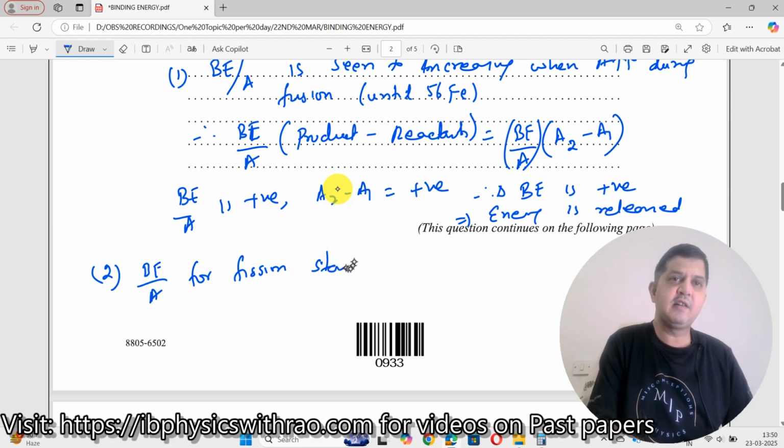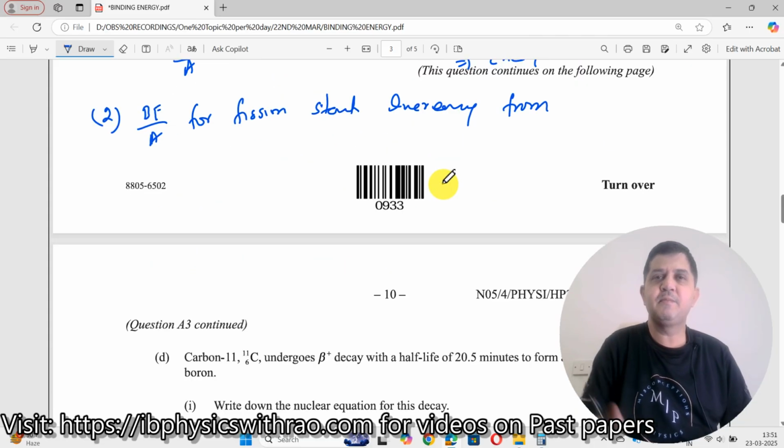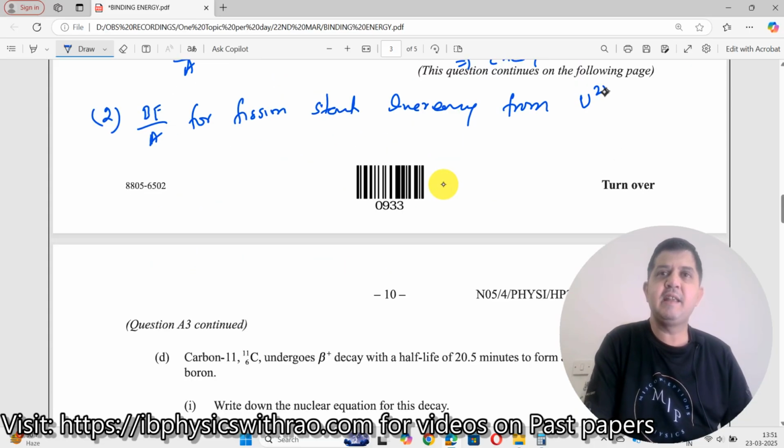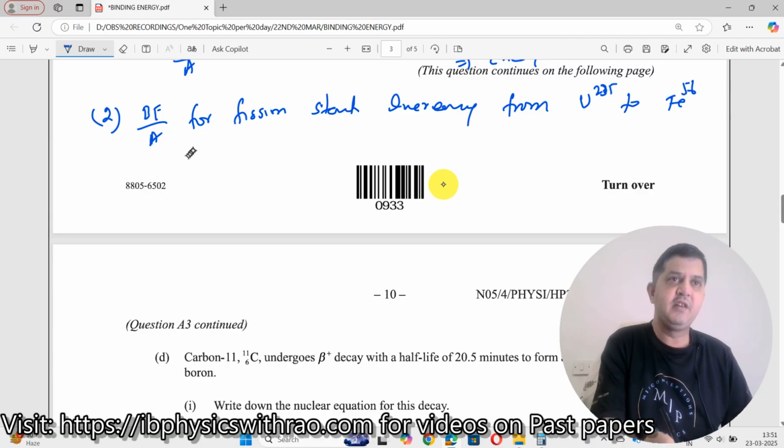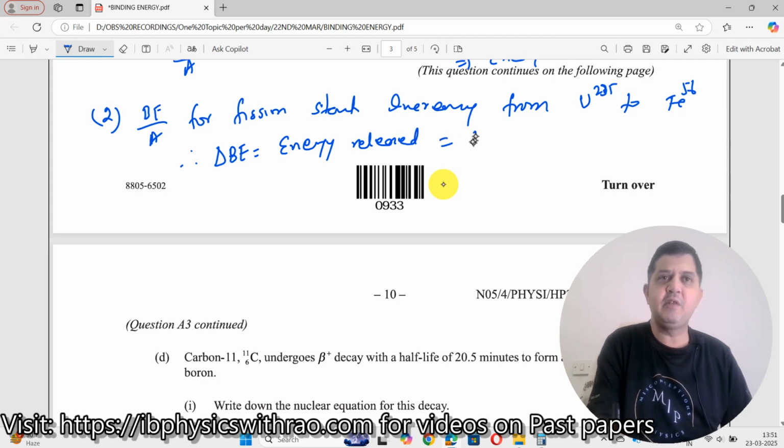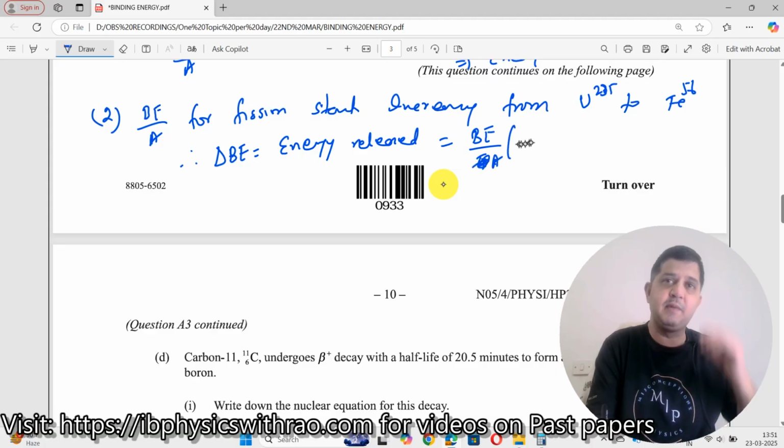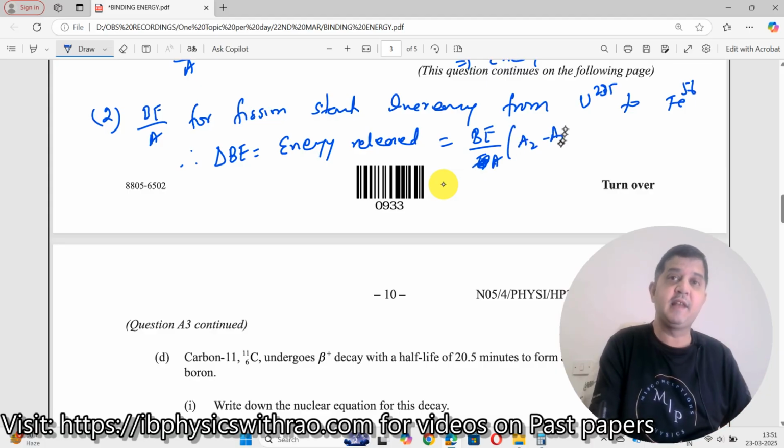starts increasing from where? From uranium 235 to Fe56, right? So therefore, what happens? Delta binding energy is equal to energy released, which should now be equal to what? Binding energy per nucleon multiplied by, once again, A2 minus A1.